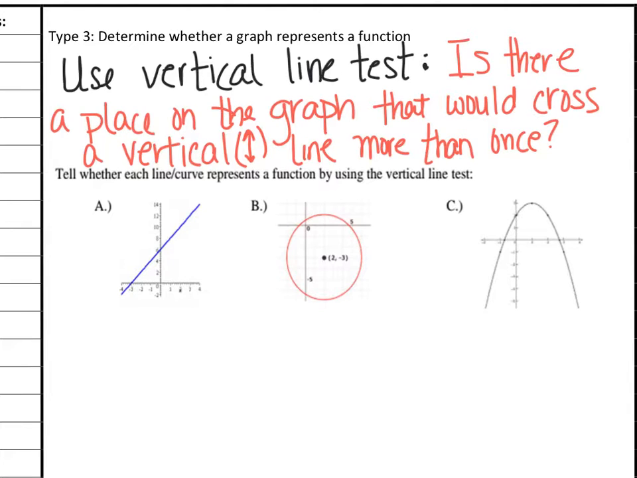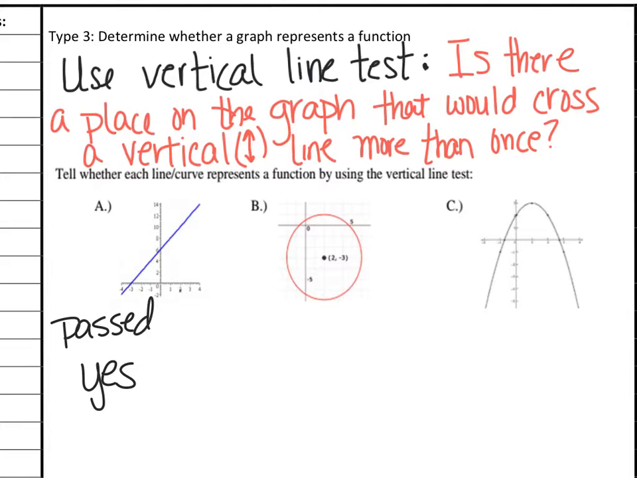Okay? If I draw a different vertical line right there, that hits it once. If I draw a different one, it hits it once. So no matter where I draw this vertical line, I only cross the function or the graph, this blue line, one time. So this thing passes the vertical line test. All right. So we say yes, it's a function.